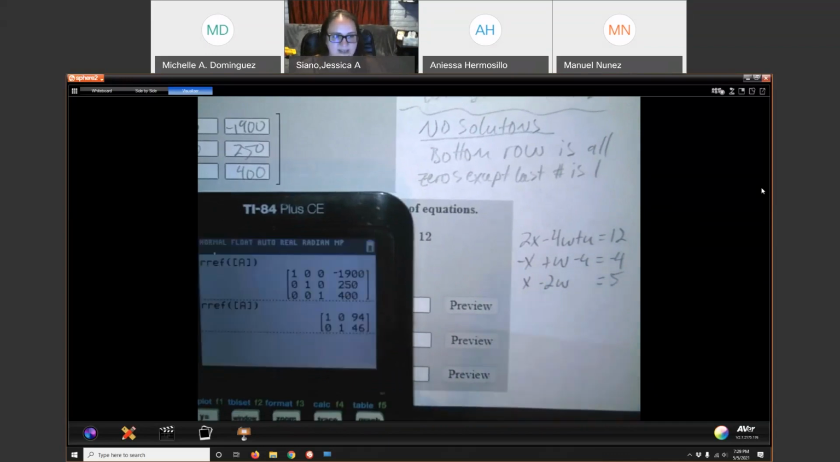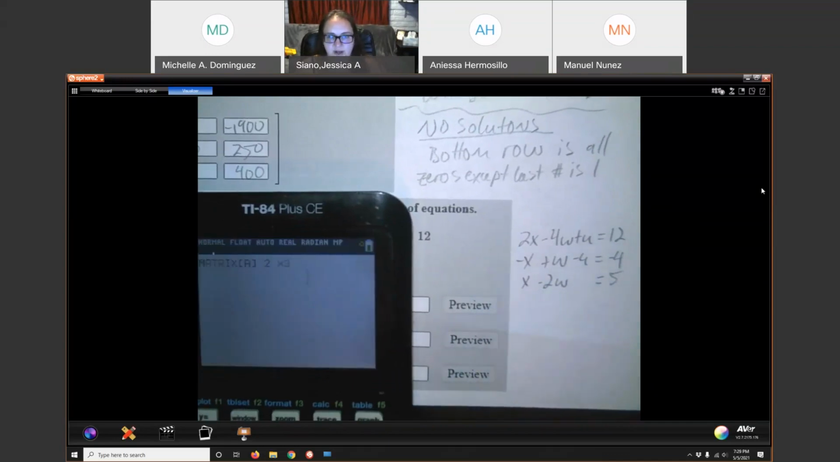You go second and the x^-1 to get to matrix, over to edit. This is a 3 by 4. 2, negative 4, 1, 12, negative 1, 1, negative 1, negative 4, 1, negative 2, 0, 5. Okay. Second mode to quit. Second enter to pull up my RREF of A.